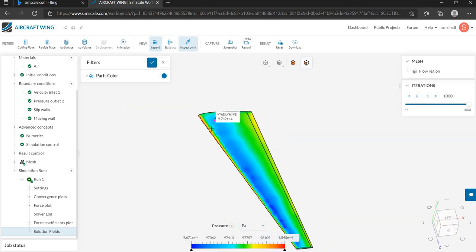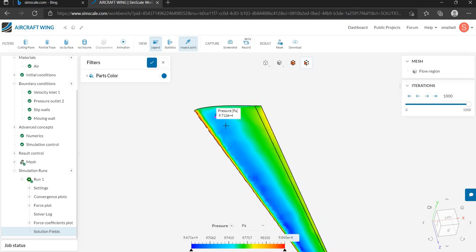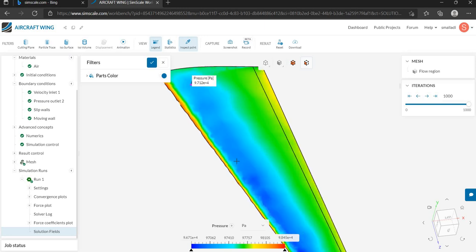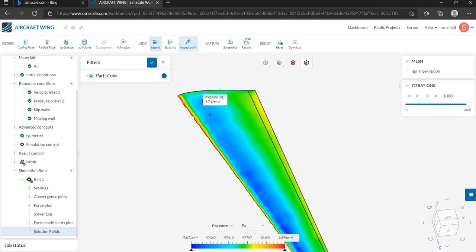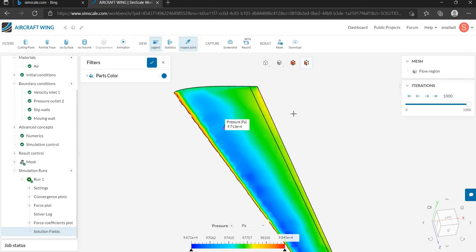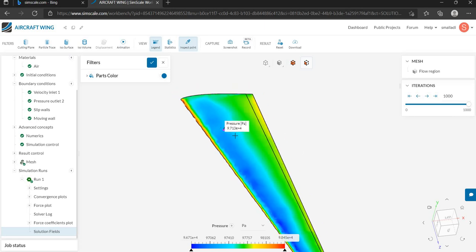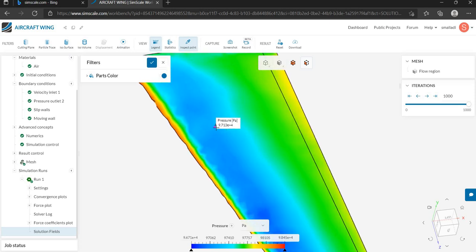Here we can notice that near the leading edge on the upper surface of the wing we have blue color. This indicates that it is having very low pressure at the upper surface of the wing, that too near the leading edge. This low pressure results in suction force which increases the air flow over the upper surface of the wing. So at the upper surface of the wing, the pressure value is 9.713e4 Pascal.